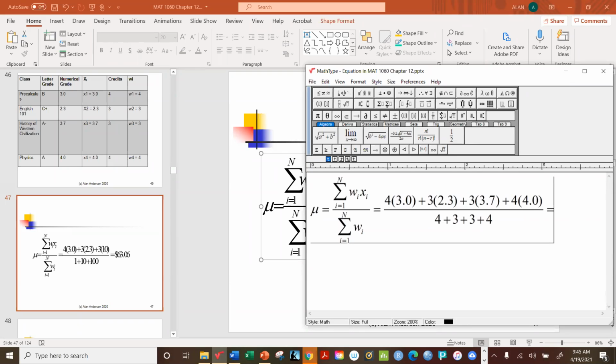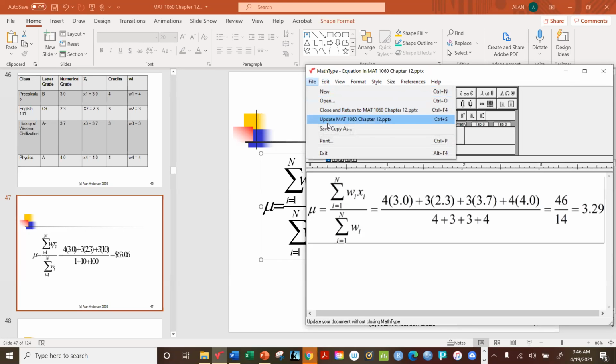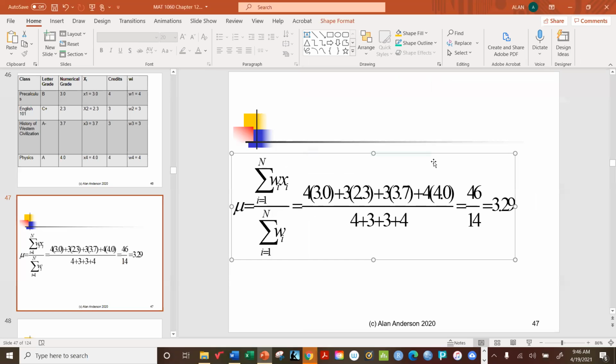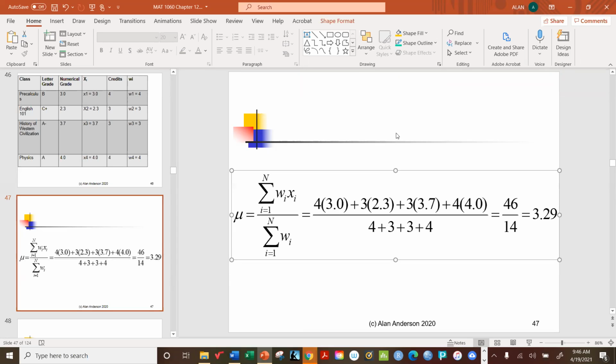Now in the numerator, if I take out my calculator, I'll have, let's see, 46 divided by 14. And so after all that work, my GPA is approximately 3.29. Not bad. I'll take it. All right, then I just have to tidy it up a little bit. All right, and there it is.